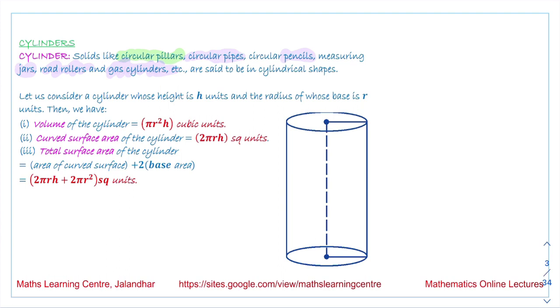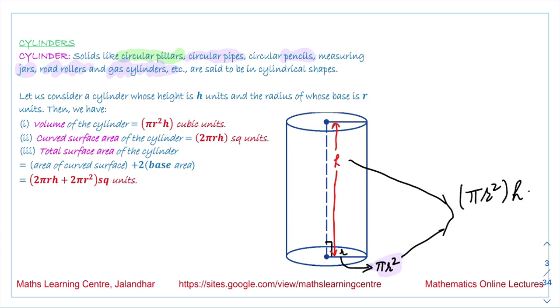This is a right circular cylinder, which means the base is a circle and this angle is 90 degrees. If the radius of the base circle is r, then the area of the base is pi r square, and the height of the cylinder is h. So the volume of this cylinder is the product of these two values, pi r square into h. The formula for the volume of the cylinder is pi r square h cubic units.